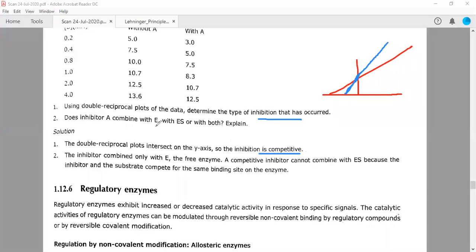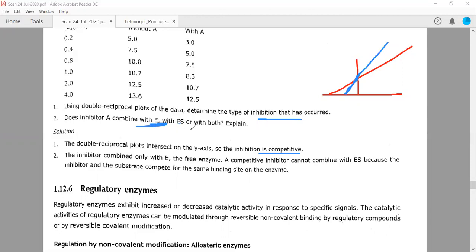From the discussion, you know, in case of competitive inhibition, the inhibitor will always bind to the free enzyme, whereas in mixed, it can either bind with the free enzyme or enzyme substrate complex. In uncompetitive inhibition, it will always bind with the enzyme substrate complex. So this is all we have discussed.